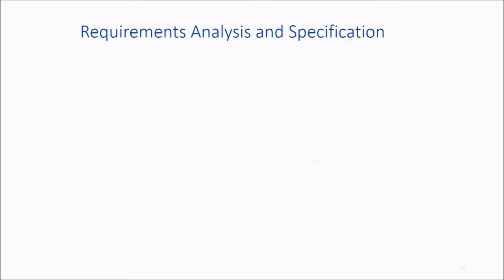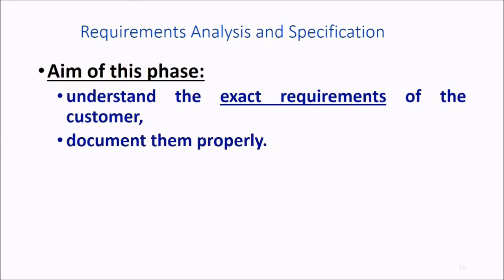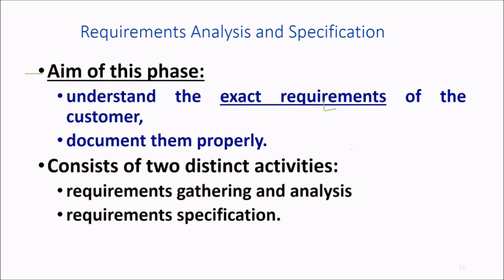Then comes the requirement analysis and specification part. What is the main aim of this phase? First, to understand the exact requirements of the customer and then to document them, to put them in black and white. So we have two distinct activities: first is requirement gathering and analysis, and then specifying the requirements, that is, requirements specification.